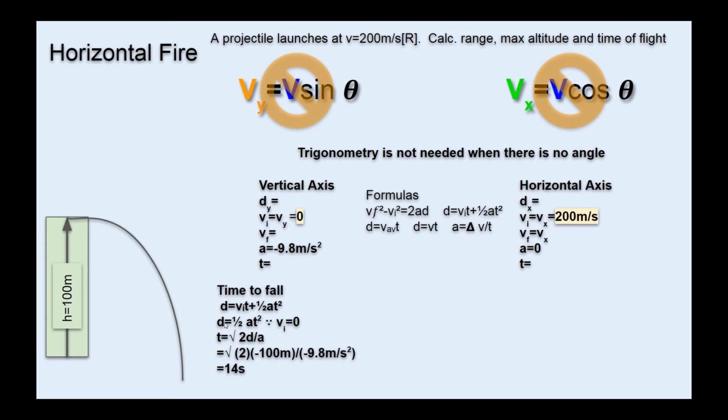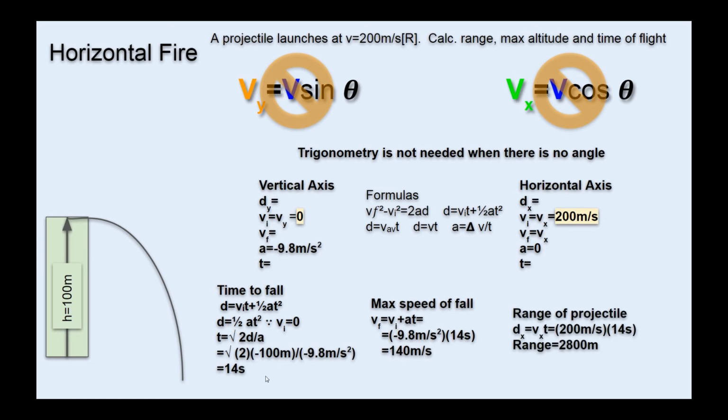Okay? 14 seconds to fall. Do we need to double that? Do we need to do anything with it? Absolutely not. 14 seconds, boom. There's no up and down path on this one. Maximum speed of fall, same thing. You can do that in your head. Fall for 14 seconds. I'm gaining speed at 10 meters per second. 140 meters a second. There we go.